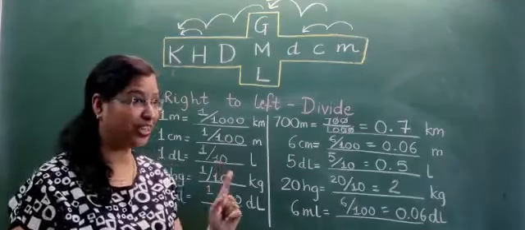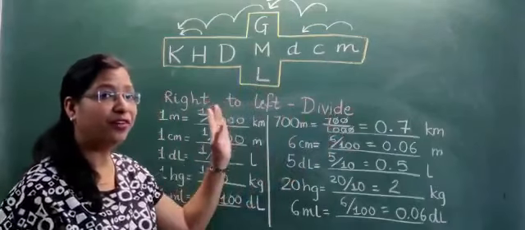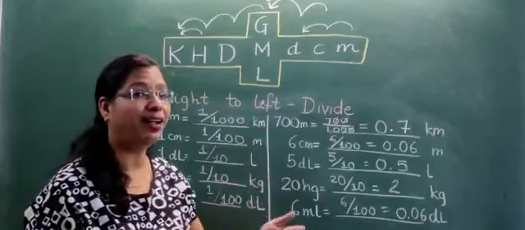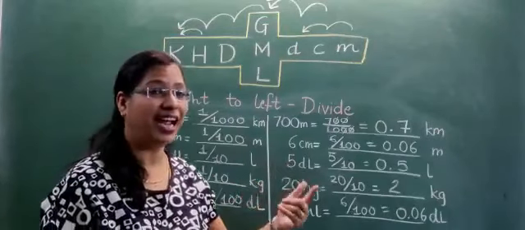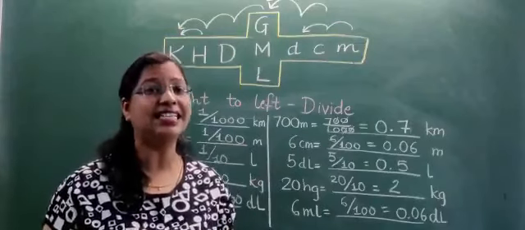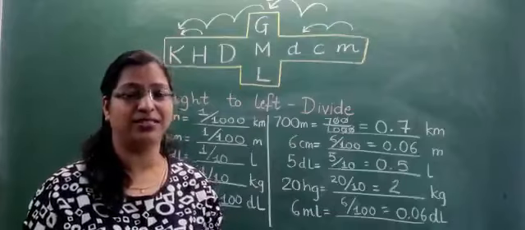So now here you have to keep in mind that while moving from right to left, you have to go on dividing by 10, 100, 1000 and so on. I am sure you must be finding it easier now to convert the metric measures.